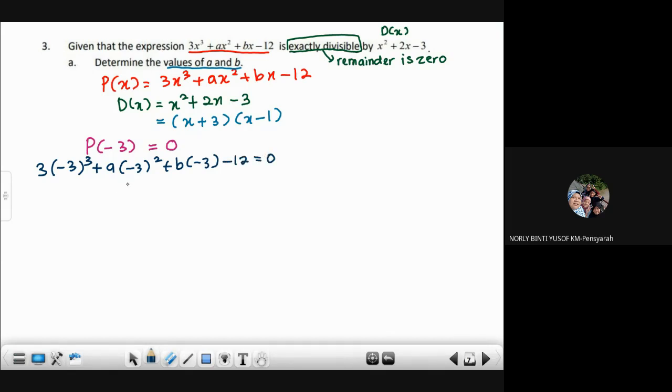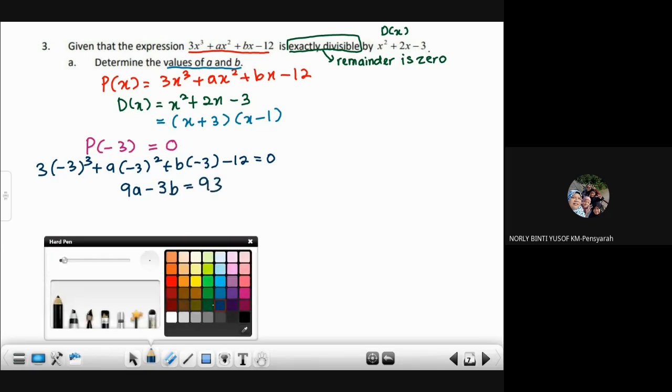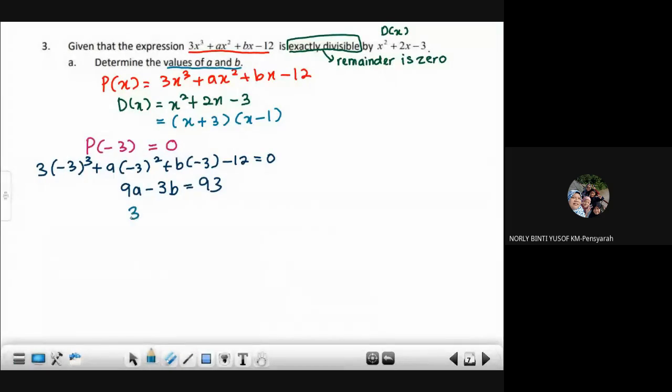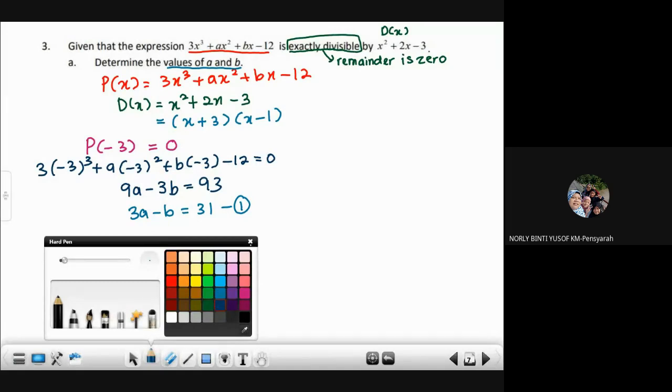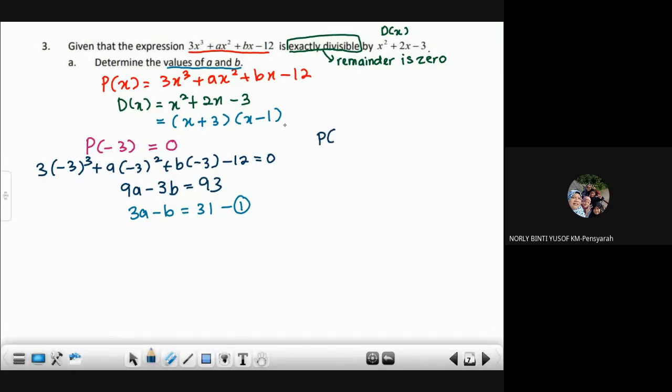So you simplify nanti you dapat 9A tolak 3B sama dengan 39. You boleh bagi dengan 3, 3A tolak B sama dengan 13. Samaan pertama. Lepas tu sama P1, reminder dia 0. Lepas tu masukkan 3, 1 kuasa 3 dalam Px plus A 1 squared plus B 1 minus 12 equals to 0. So you simplify, you dapat A plus B equals to 9. So second equation.